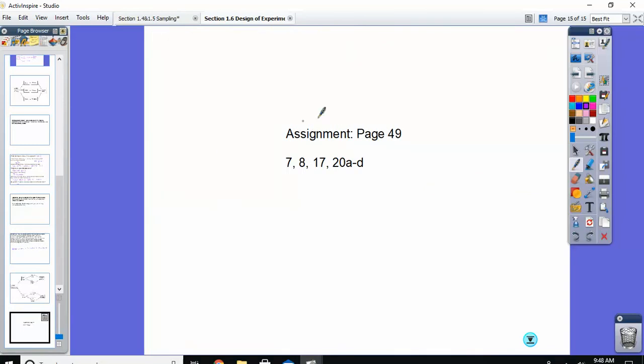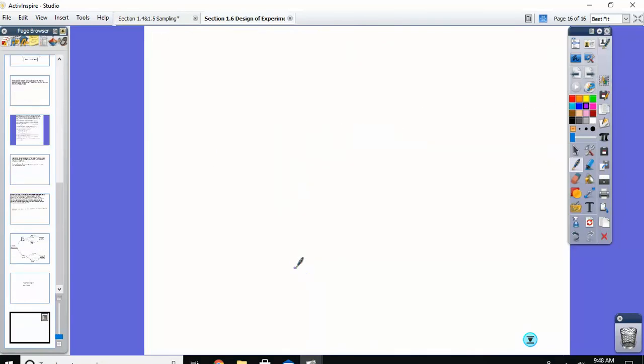Okay, so homework. We have 2 sections here. So you are just going to add this to the first 4 sections that you already have. So you'll turn in all of your chapter 1 work at once.